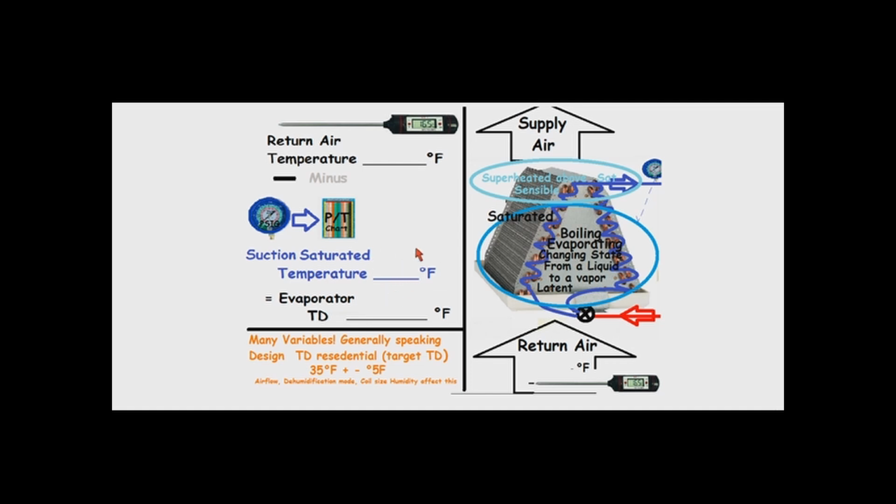my suction saturated temperature drops. And if my saturated temperature drops, that means your suction pressure is also dropping. And as the air temperature starts to go up, that means my suction saturated temperature is going to go up. And if my suction saturated temperature goes up, my suction pressure goes up as well. Because the air temperature is changing, your suction pressure is also going to be changing because of this beautiful thing we call TD, temperature difference. Temperature difference between the refrigerant and the air. Remember that refrigerant needs to be a lower temperature than the air to absorb heat. And typically speaking, residential systems are designed for a 35 degree temperature difference.